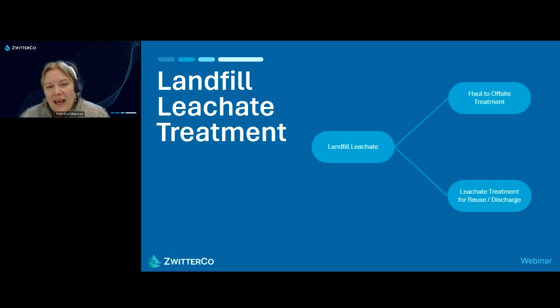So then moving on to leachate management, what are the typical options in the most simplistic form? Traditionally, especially here in the US, leachate is managed by collecting it and then transporting it to an off-site treatment facility, such as a nearby municipal wastewater treatment plant.